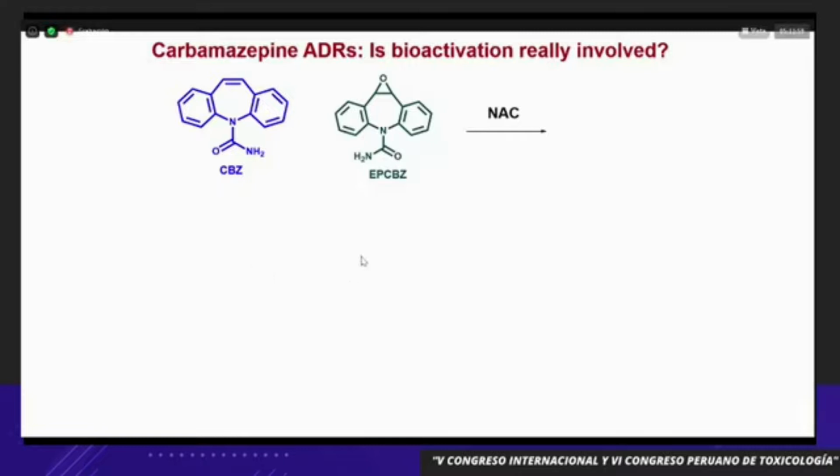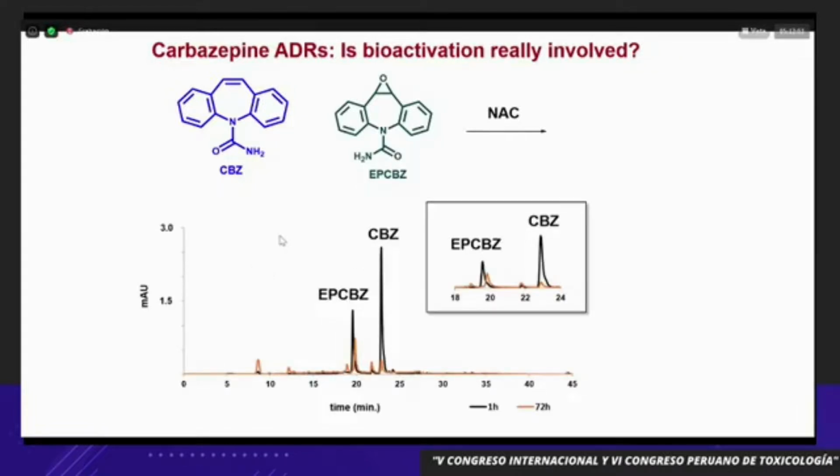So it was really puzzling for us that when we monitored this reaction by HPLC with DAD detection, instead of observing the consumption of the epoxide, carbamazepine was almost entirely consumed during this reaction. So this shed some light for us that probably something very, very interesting could be involved here. So we decided to go further.